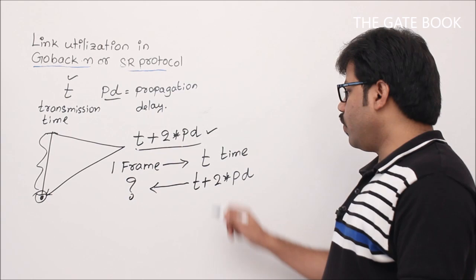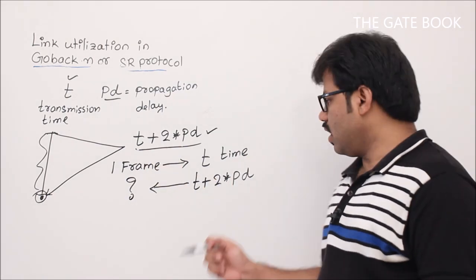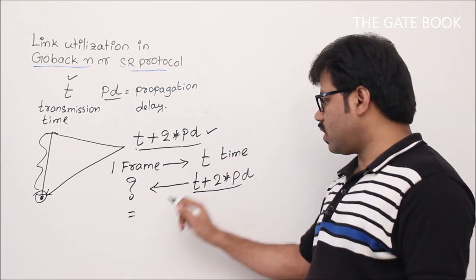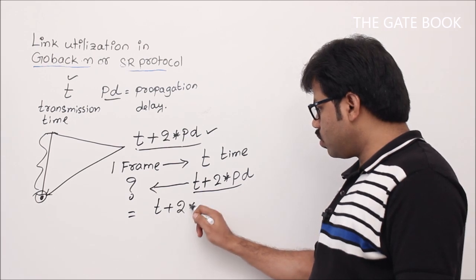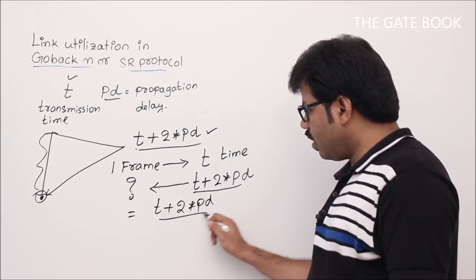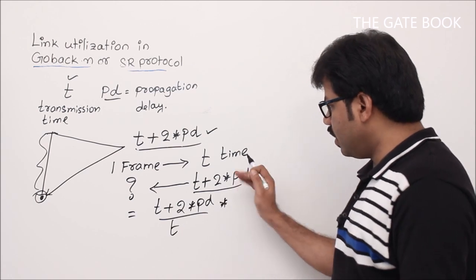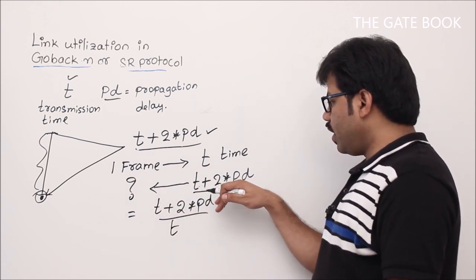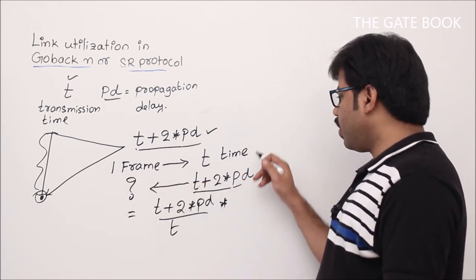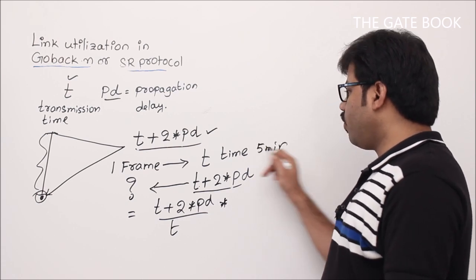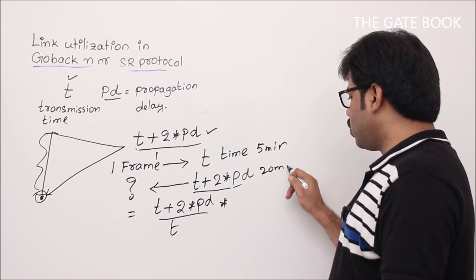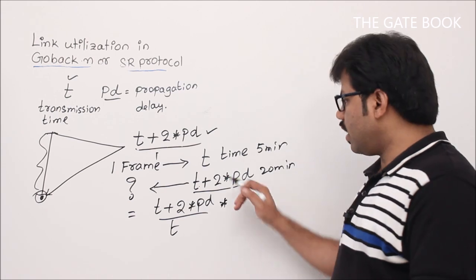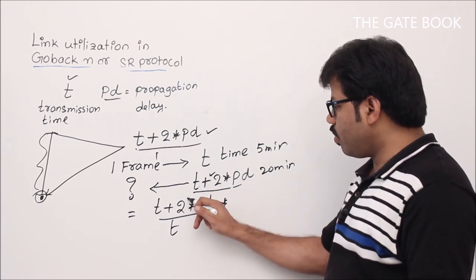That's the question. Within T time the transmitter can send one frame; within this much time, how many frames can it send? It's directly proportionate, right? Then we'll write like this: T plus 2 star PD by T into 1. Like, T time, one frame. T plus 2 into PD, how much time? So it depends on the time. Example, 5 minutes, one frame. 20 minutes, how many frames? 4, right? How do you know that? It's 20 by 5, correct? It's directly proportionate, that's why we write this one on top, this one on the downside.